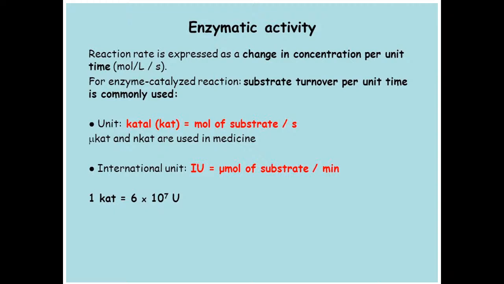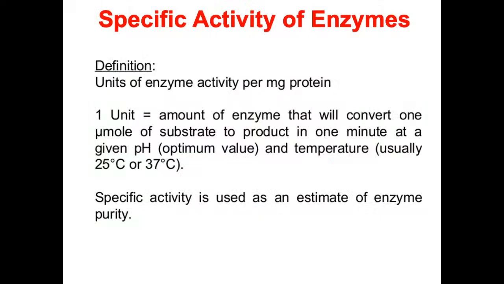So reaction rate is expressed as a change in the concentration per unit time. This we have just discussed now. There's a specific activity of enzyme, in which your unit of enzyme activity per milligram protein is identified. One unit will be equivalent to the amount of enzyme that is able to convert one micromole of substrate to product in 1 minute at a given temperature and a given pH. And that will be a specific activity.